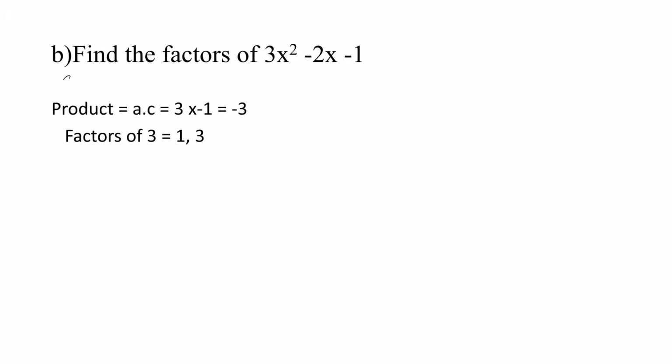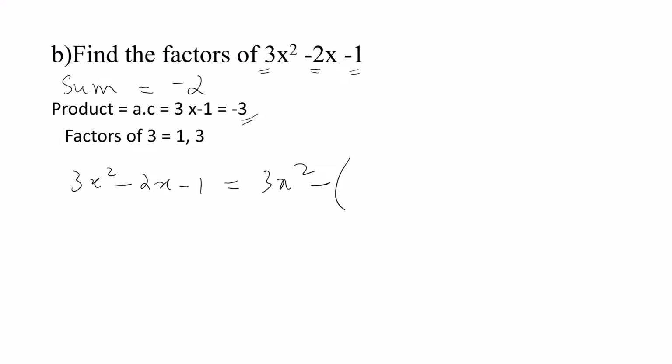So what is the sum? We know that sum is equal to the coefficient of x, that is minus 2, and product is a into c, 3 into minus 1, that is minus 3. So we can write the factors of 3, which is 1 and 3. Now let's see how to arrange these numbers. 3x square minus 2x minus 1 can be written as 3x square, then you put minus outside.